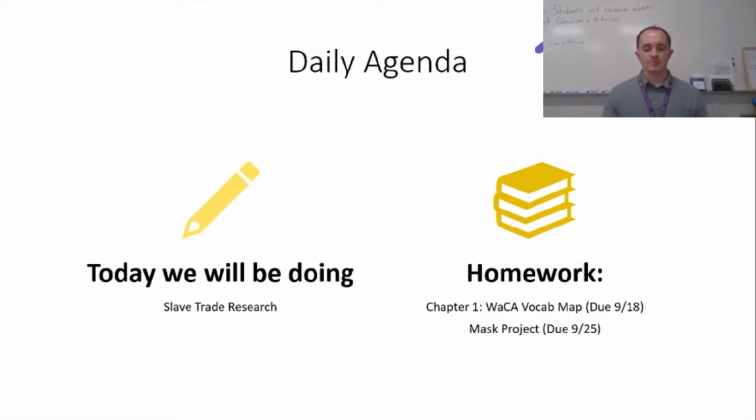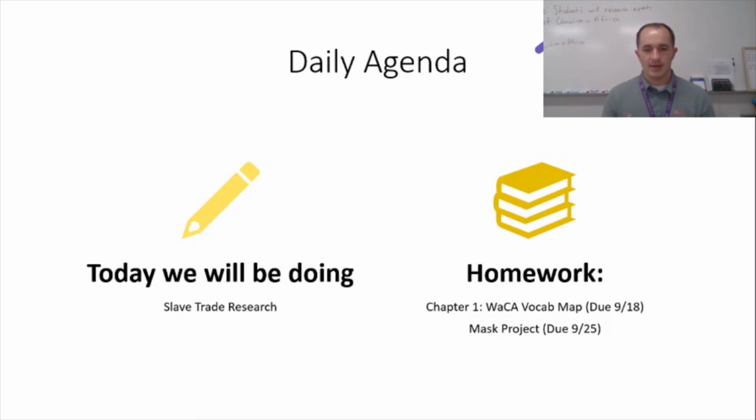A couple of reminders before we get started. Friday, tomorrow, 9/18, is the due date for the Chapter 1 West and Central Africa vocab map. There were 12 vocab words that we need to put the definition, a reminder word, and then a picture for. So make sure that you get it done and submit it by 3:30 tomorrow.